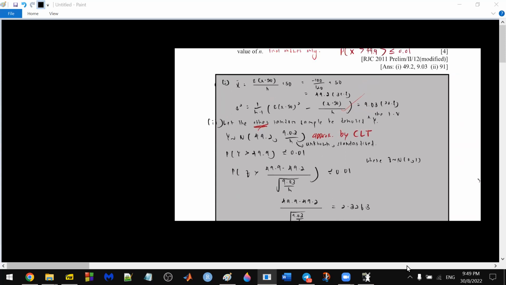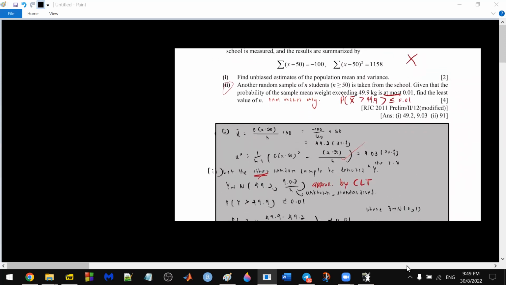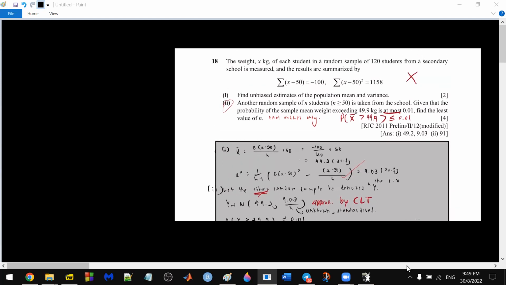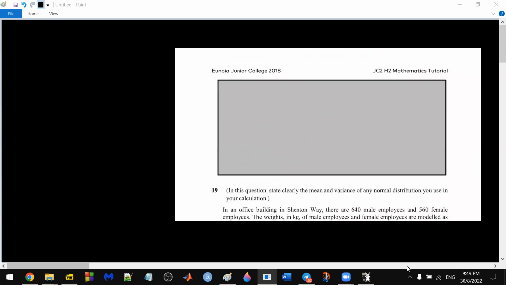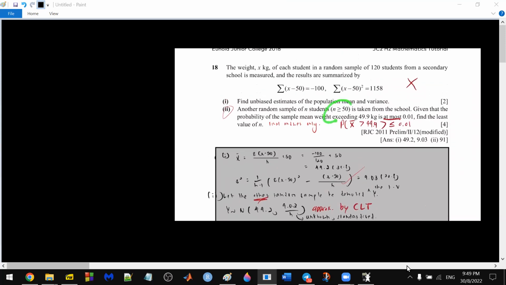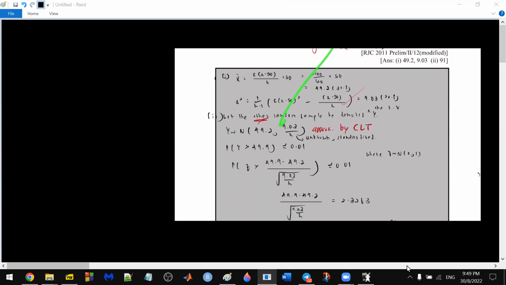Because we don't actually know if it's a normal distribution. You see, the question didn't say normal at all. Since when did they say normal distribution? They only told you that n is more than or equal to 50. That's why you can use CLT to conclude it's approximately normal. So this part is quite important, approximately by CLT. Maybe also, to be more accurate, you can say when n is more than or equal to 50, which is large.